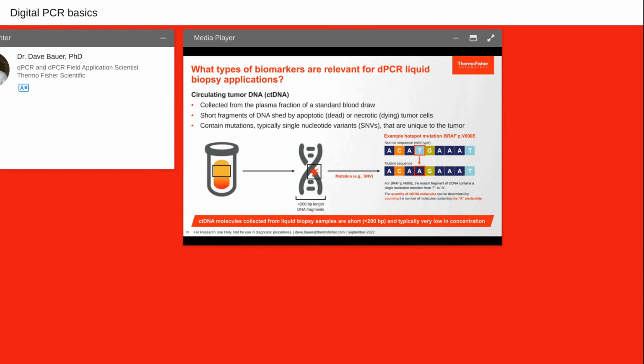And again, mentioning the ability to detect a sequence that's very similar to the normal or wild type sequence. A lot of times with these cancer markers, we might be looking at a single base pair change where the liquid biopsy is completely full of the wild type or normal sequence. And we're trying to find the cases where there's that single base pair change, and that's what we're interested in. So having the ability to see that needle in the haystack is really important and valued with digital PCR.